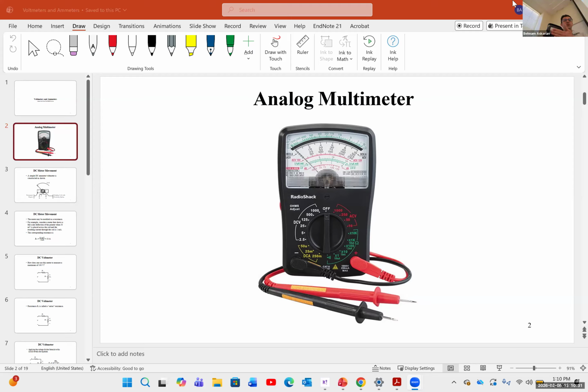But these multimeters don't need an external power source, and I'll explain why in a later slide. Yes, it's called a passive multimeter. Yes, exactly.